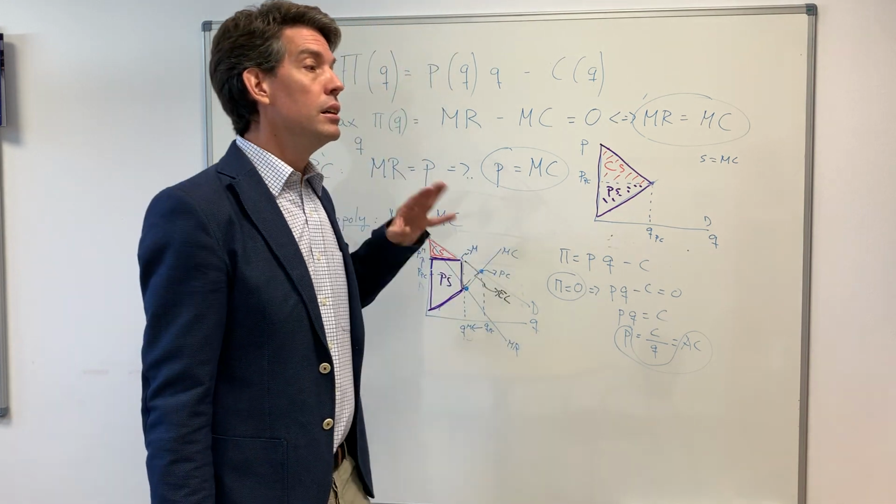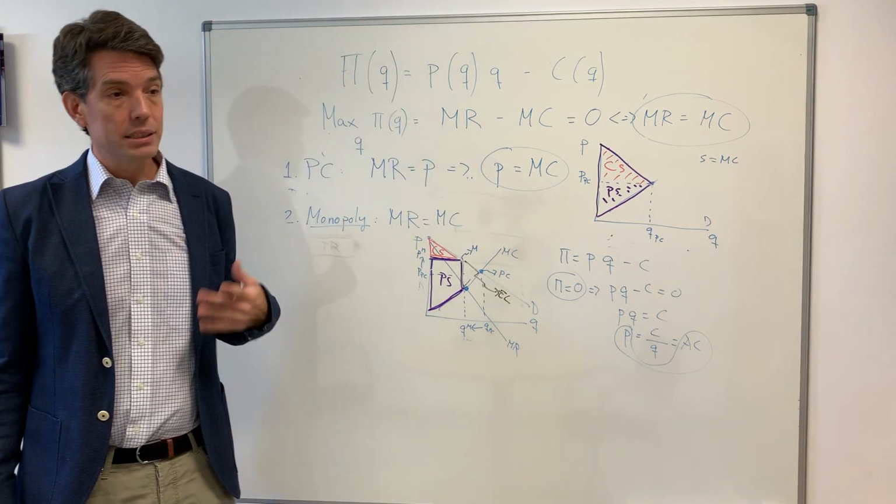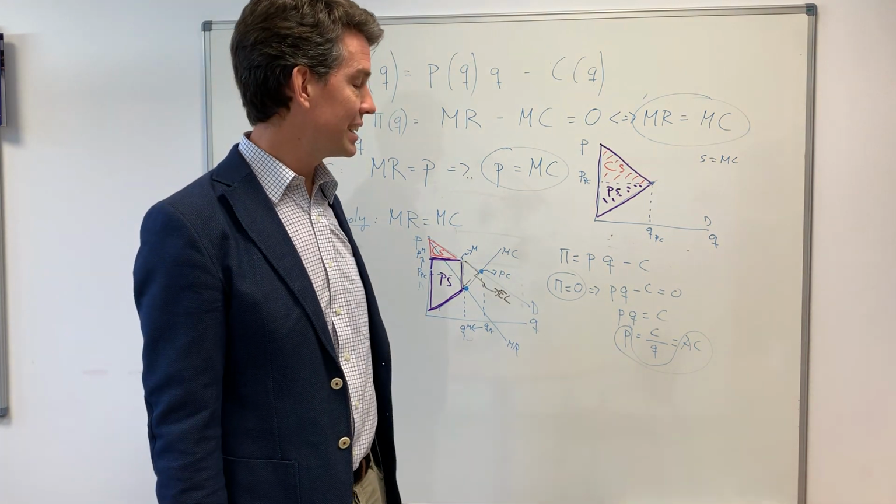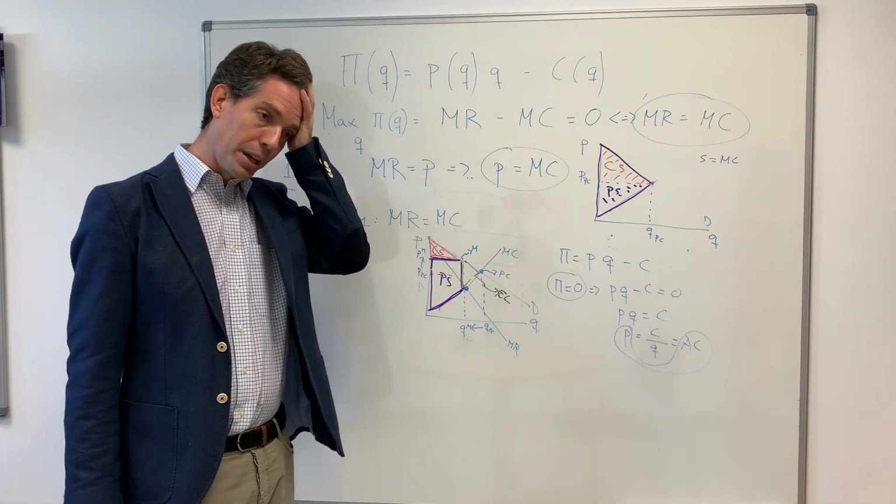In the short run, when there's only a monopoly and the number of companies is fixed to the one company that is in this market, that monopoly is going to make profits.